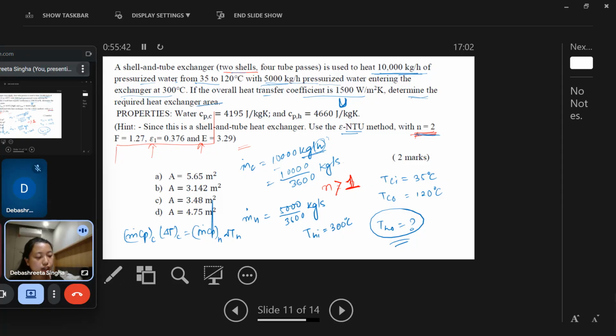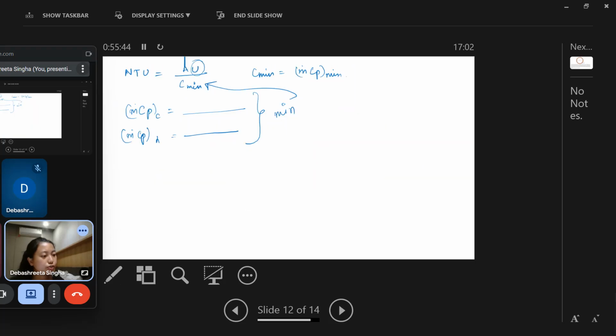So A you have to find out, and before that you need to find out this NTU. NTU is how much? For finding out NTU, there is a series of formulas related to that. First you have to find out the capacity ratio, that is C min divided by C max. Whichever is the min will be on top, and whichever is the max will be at the bottom. So you'll get a value of CR.